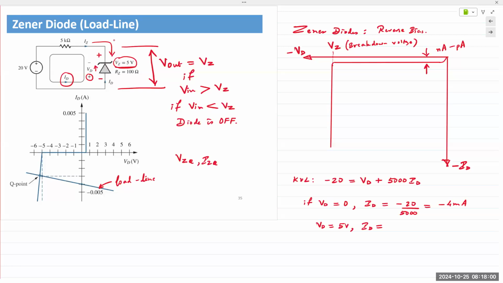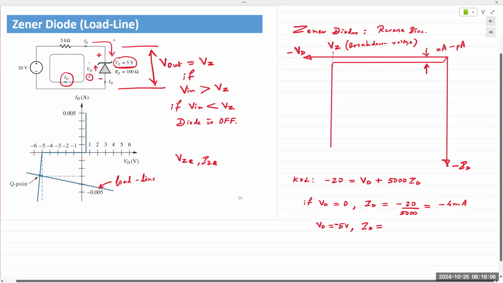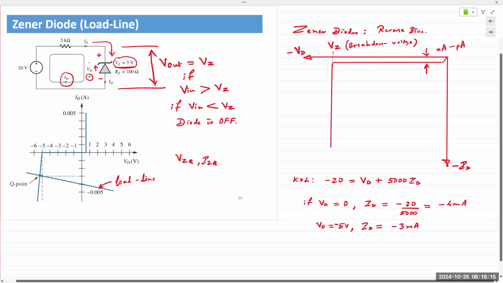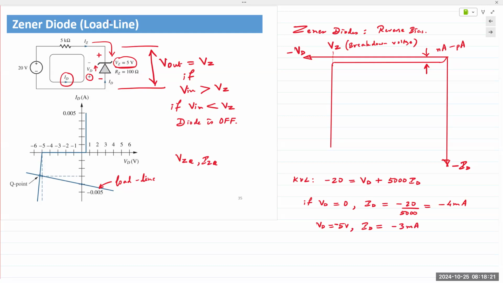So VD is actually minus 5 volts, to be more precise. Minus 5 volts. Then ID is simply minus 3 milliamps. Okay, minus 3 milliamps. Does that make sense? We want it to intersect the curve, and so the best possible choice is to simply use the Zener diode voltage. The Zener diode voltage is 5 volts, so we choose VD as 5 volts to obtain the other intersection point.